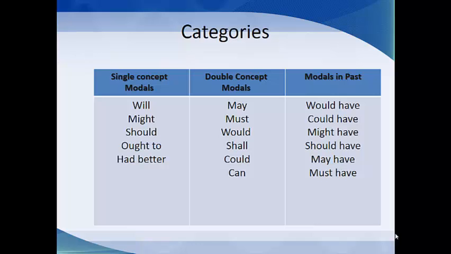There are three categories of modal verbs: single concept modals, double concept modals, and modals in the past. The first category, single concept modals like will, might, should, ought to, had better. Double concept modals like may, must, would, shall, could, and can. Modals in the past: would have, could have, might have, should have, may have, and must have.